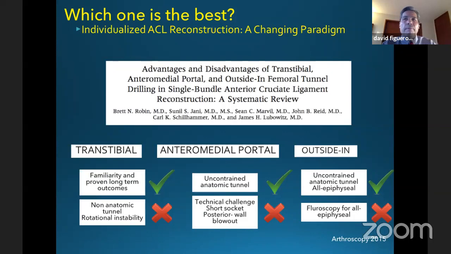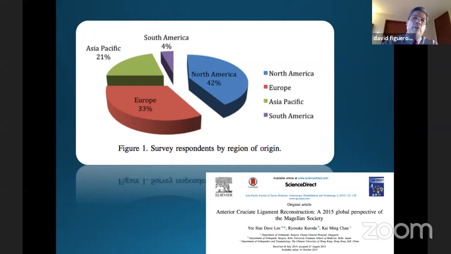I'd like to show you a survey performed between Magellan Group members in different regions of the world, published by the group of my friend Ryosuke Kuroda from Japan. Those are the survey responses by region of origin from North America, Europe, Asia, and some from South America also.